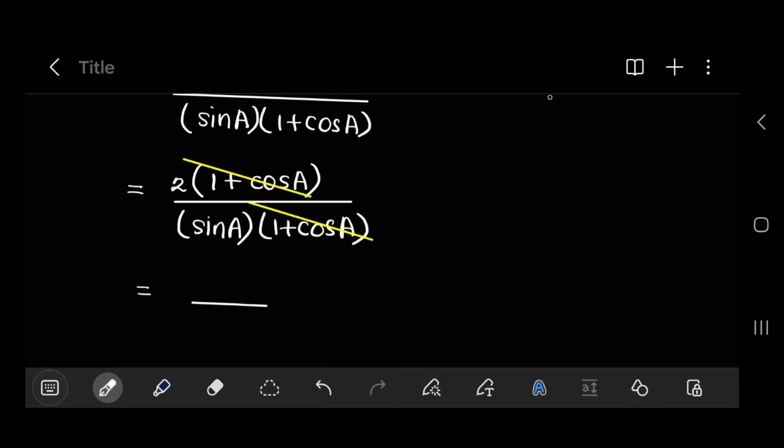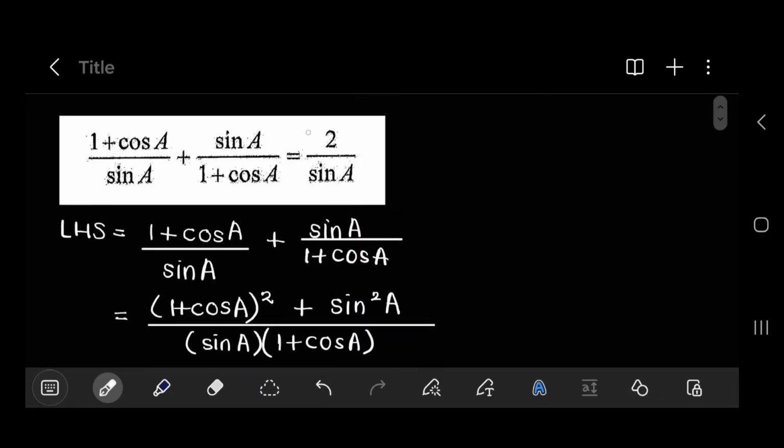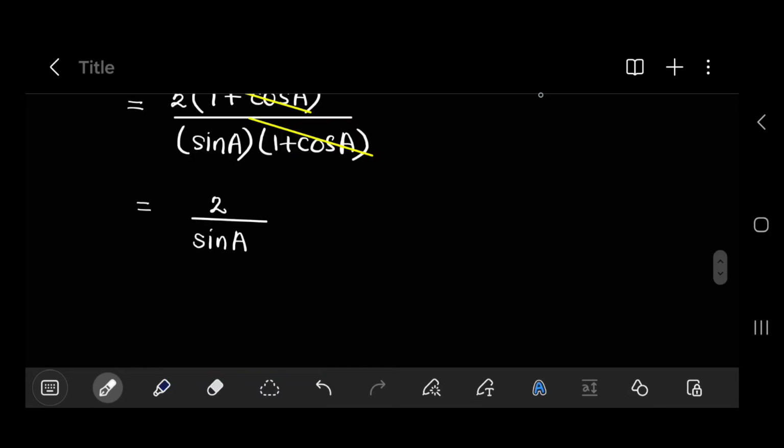Now what we're left with is just 2 in the numerator and sine A in the denominator. And if we go back to the question, that is actually what the right-hand side should equal to. So we can conclude and say that this is equal to the right-hand side. And we are done.